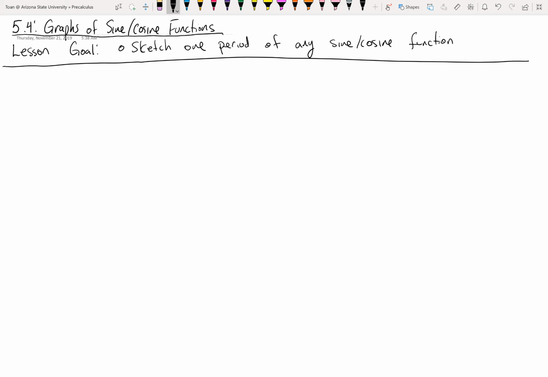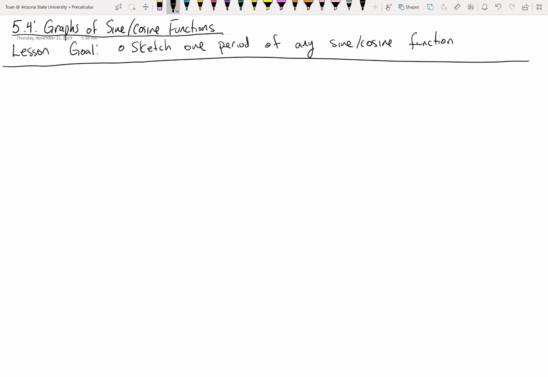So this lesson's all about the physical structure of the sine and cosine function. And as you can see, that's basically our only goal, is to sketch one single period of the sine and cosine function. And I'll go over what a period of a sine and cosine function is if you don't already know.